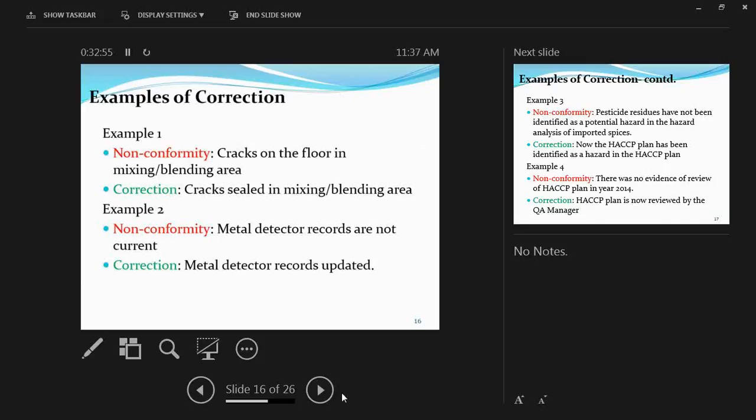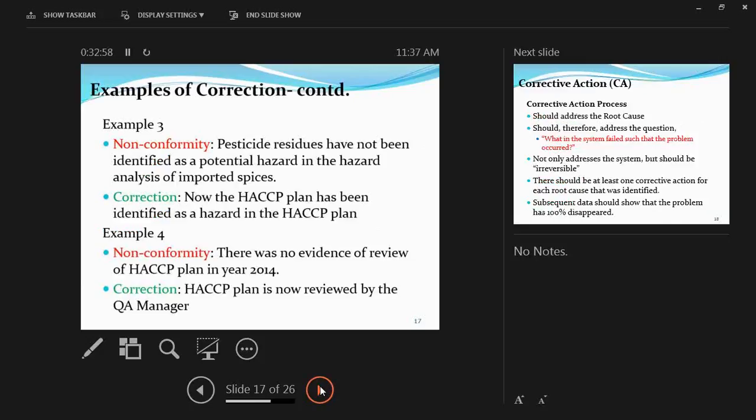I'll provide another two examples in the next slide. Pesticide residues have not been identified as a potential hazard in the hazard analysis of imported spices. Imported spices may contain pesticide residues, but the facility receiving the spices did not identify that as a potential hazard in the hazard analysis. So what's the correction? The hazard plan has been updated, specific to imported spices.